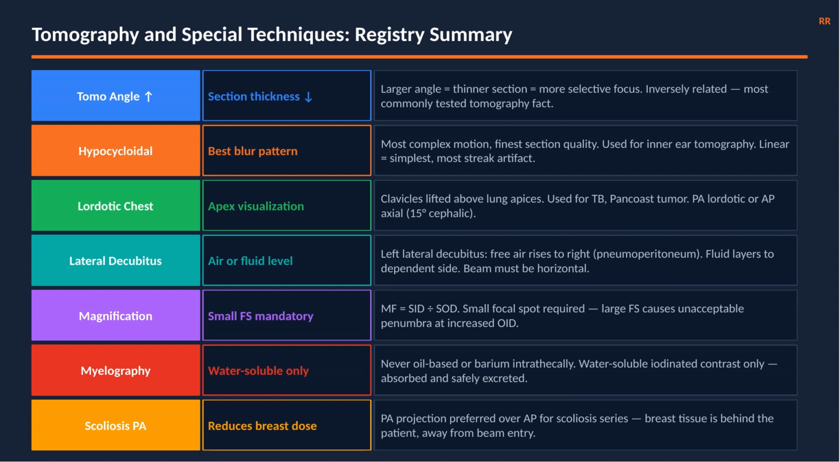Left lateral decubitus. Patient on left side, beam horizontal. Free air rises to the right, demonstrates pneumoperitoneum. Free fluid layers to the dependent side.